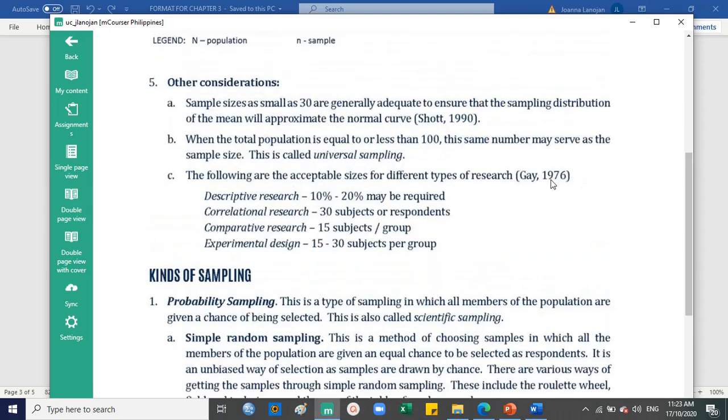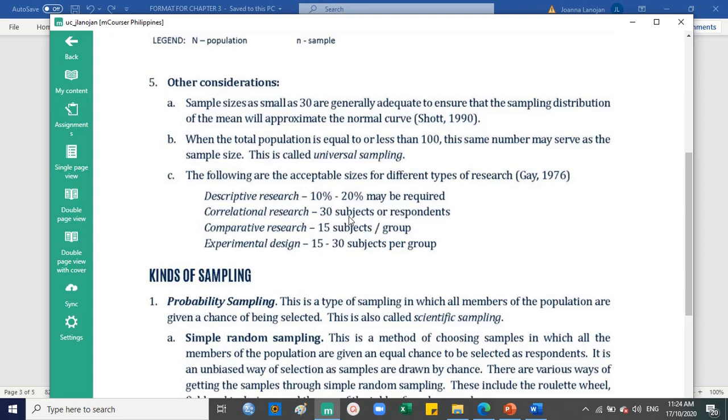Now, according to Gay, 1976, the following are acceptable sizes for the types of research. If it's correlational research, which is a very common design that we're using, 30 subjects or respondents is enough. Comparative, 15 subjects per group. And experimental is 15 to 30 subjects per group. We're not using experimental, and only very few use comparative. We are using descriptive, correlational, and predictive, so the minimum is 30 respondents.